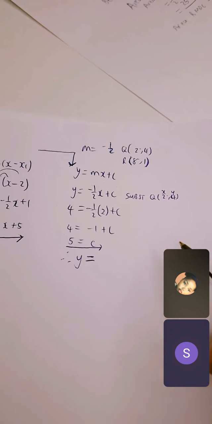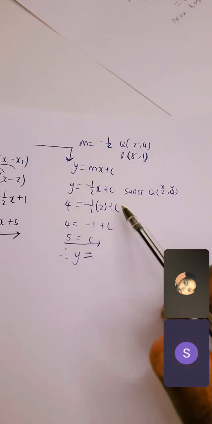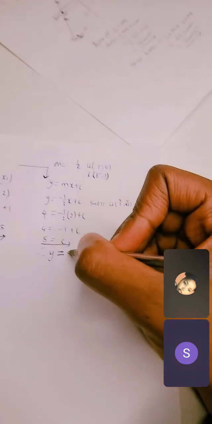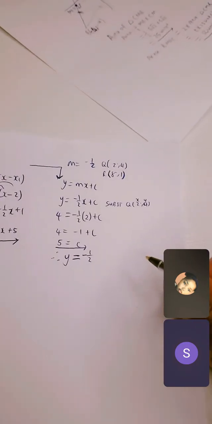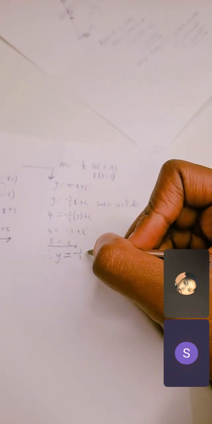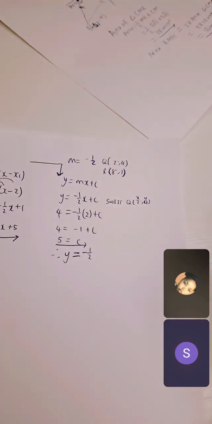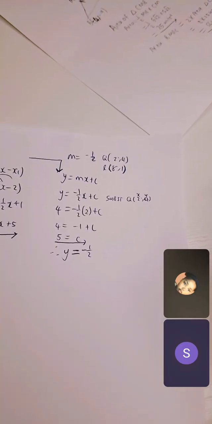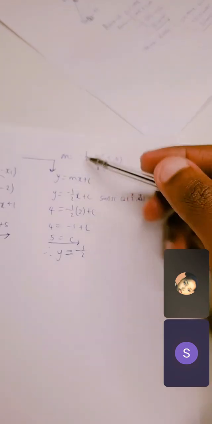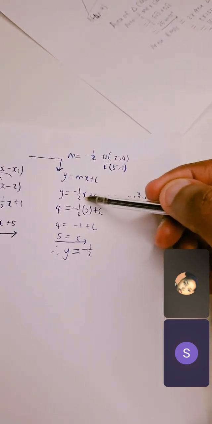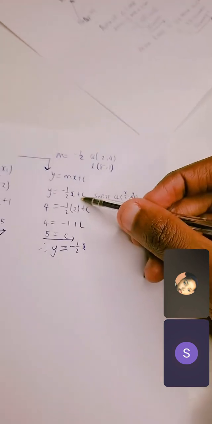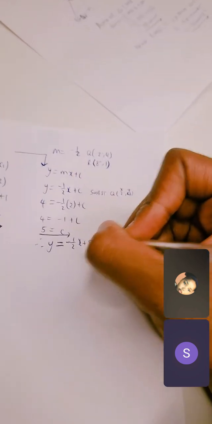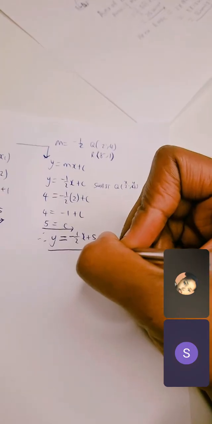Then the equation? Then therefore y is equal to -1/2 x plus 5. I forgot the x. Yeah, that's what you forgot. I was actually wanting you to remember that.